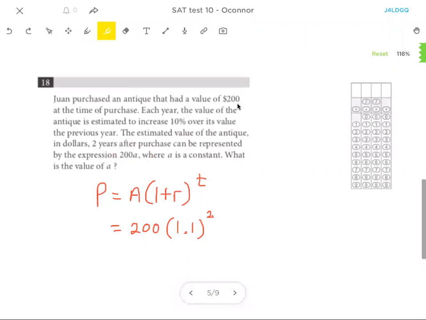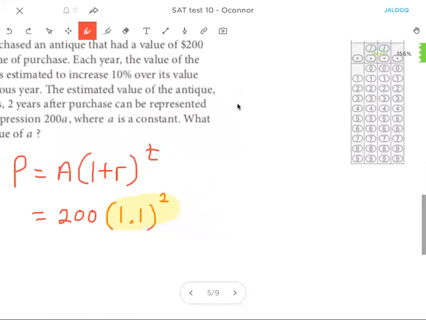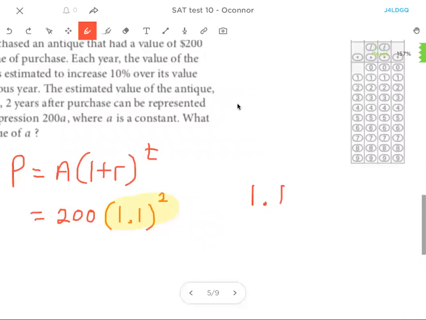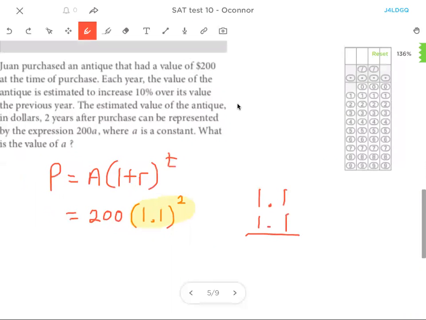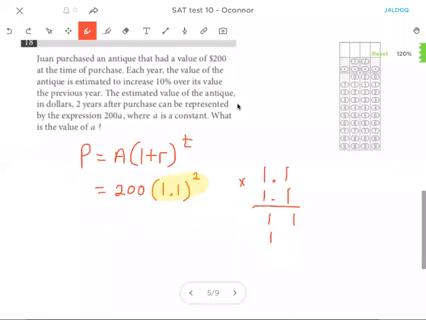What that means is we're trying to find this. That's like our A. So we want to find 1.1 to the second power. And so that would be 1.1 times 1.1. And we just do this old school multiplication. 1 times 1 is 1. That's 1. That's 1. That's 1. Add down. I move over 2 decimal spots. And so the answer is 1.21.